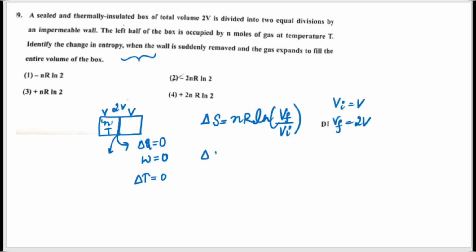Now delta S, that is the change in entropy, is equal to the number of moles we have, n. R is the universal gas constant. Ln of V final which is 2V divided by V initial which is V. V gets cancelled. What is left? nR ln of 2 is the change in entropy. So which is the correct option? Option 3 is the correct option.